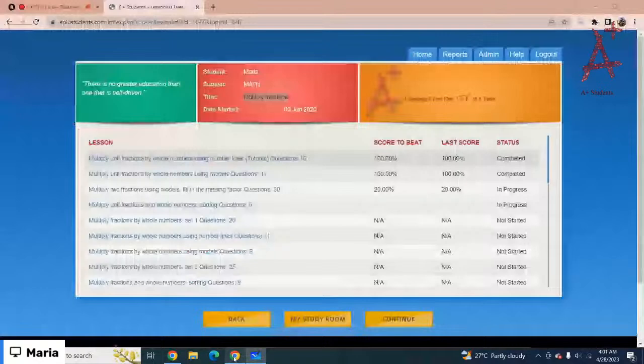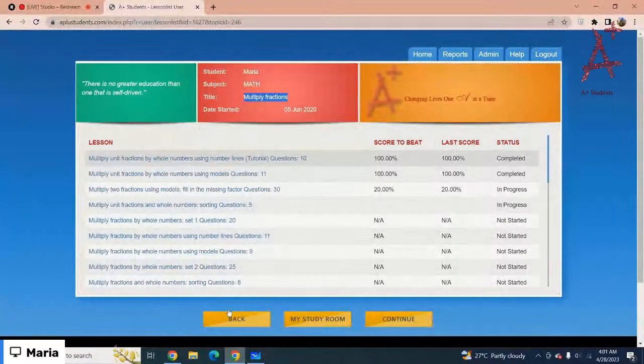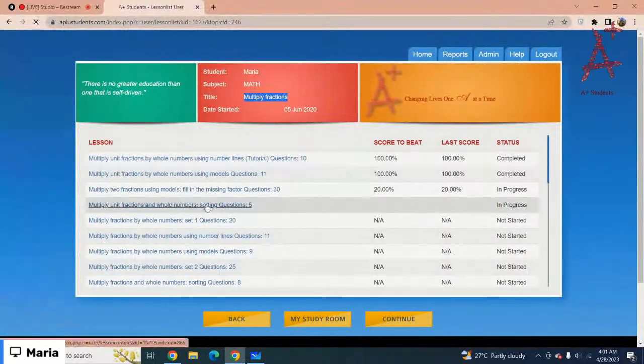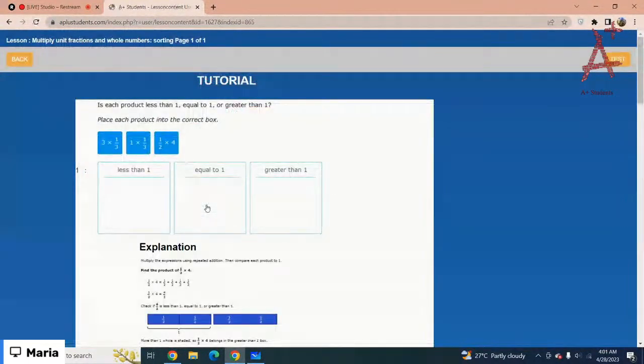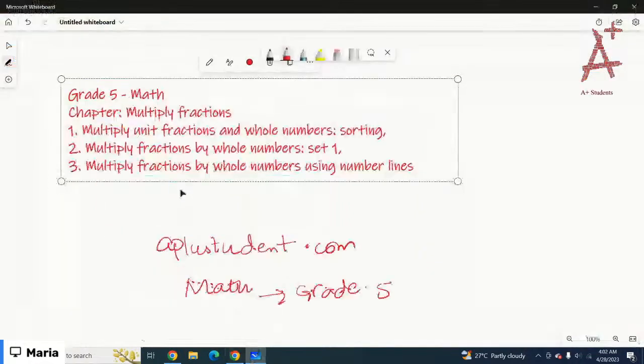Here I am on grade 5 maths. The chapter is multiply fractions. So let's just start with the first lesson, that is multiply unit fractions and whole numbers sorting. Is each product less than 1, equal to 1 or greater than 1? You have to see which one is less than 1, greater than 1 or equal to 1. Got it? Okay, the first one is, let me just write them down on board.